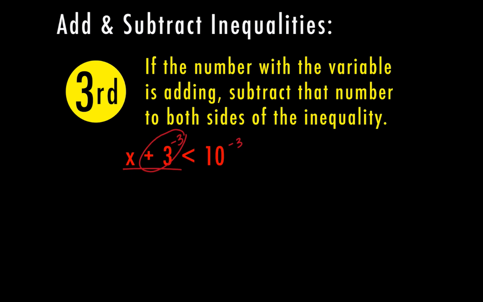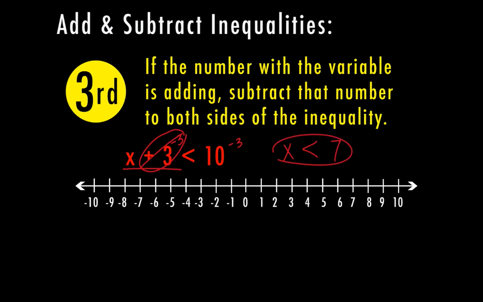So I need this number to equal 0. And plus 3 minus 3 does equal 0 because those are opposites. So I'm left with x on the left side. My inequality is less than, and 10 minus 3 is 7.